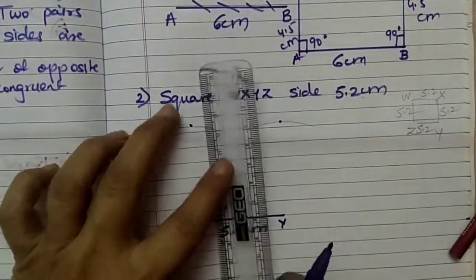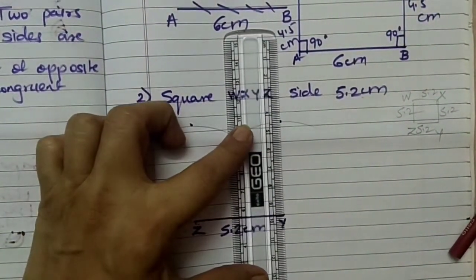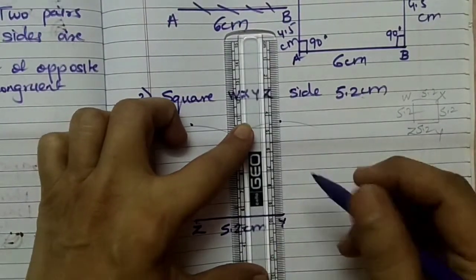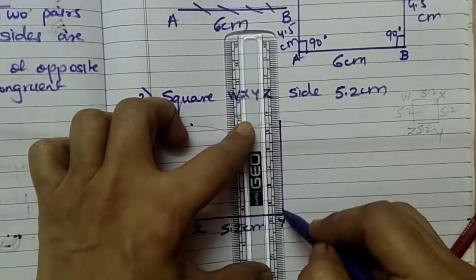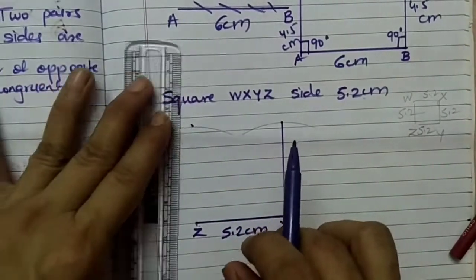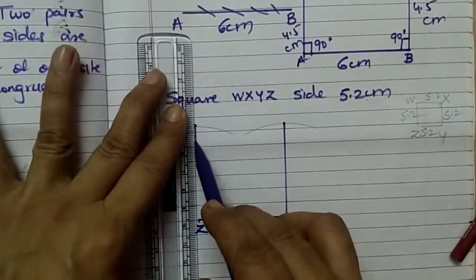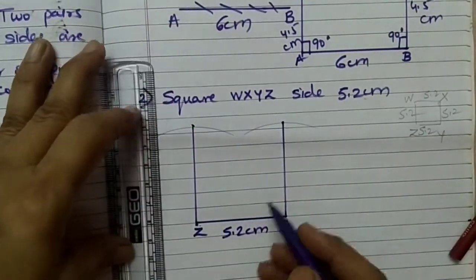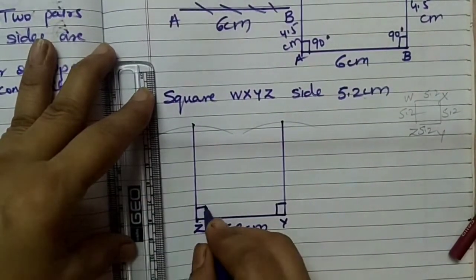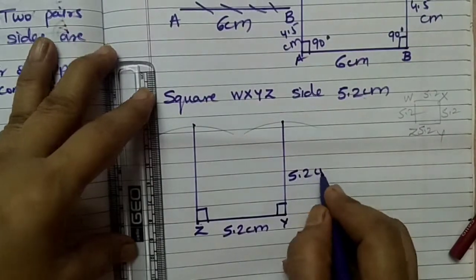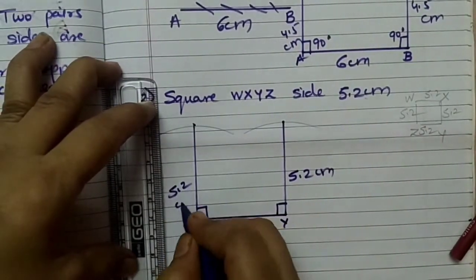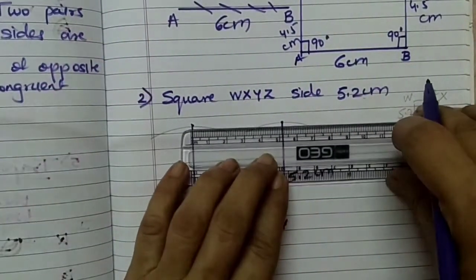Now what I will do? I will draw a segment joining Y, and this is my 5.2 mark also and 90 degree mark also. They are coinciding, means they are at the same point. Now this is 90, this is 90, this is 5.2 centimeter, this is also 5.2 centimeter. Now I will join this and check.